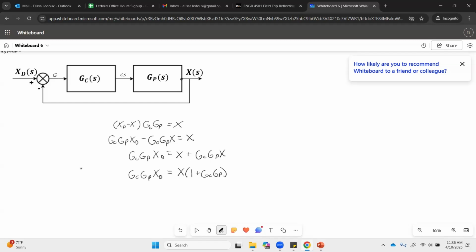for that second part. And now we know that the transfer function equals the output X over the input XD. And so we will rearrange and we'll say here that X divided by XD equals the GC GP, and then we take that parentheses stuff and put it in the bottom, 1 plus GC GP. So this is the closed loop transfer function.